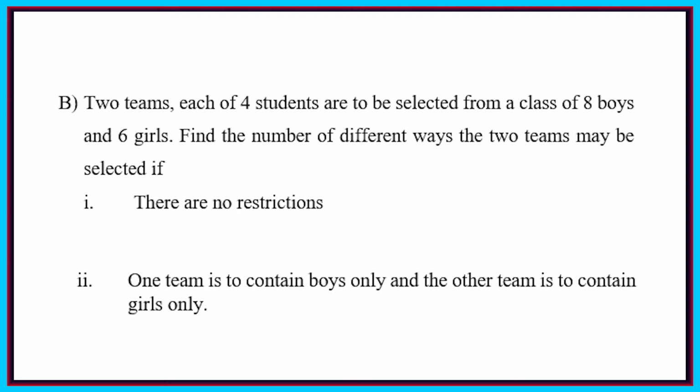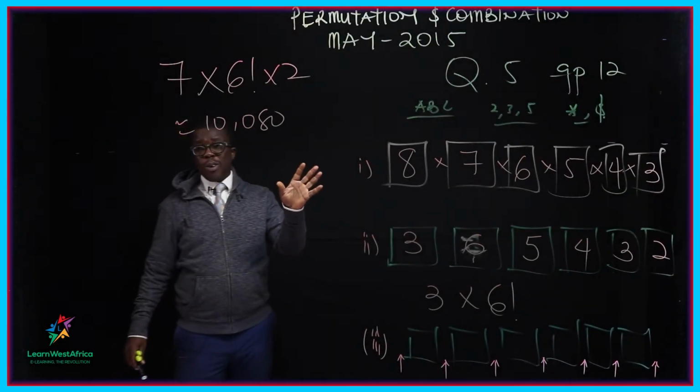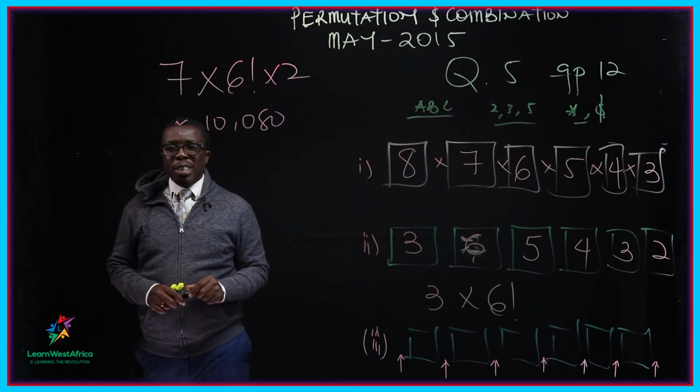May-June 2015, question 5, QP 1-2. B. 2 teams, each of 4 students, are to be selected from a class of 8 boys and 6 girls. Find the number of different ways the 2 teams may be selected. I, there are no restrictions. II, 1 team is to contain boys only, and the other team is to contain girls only. The B part of the problem, still on question 5. The B part is a combination problem.